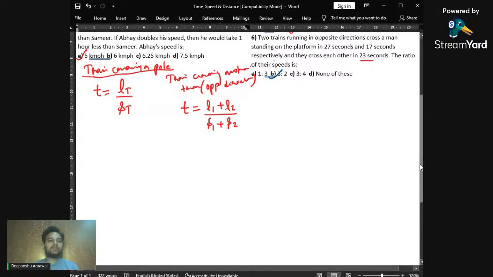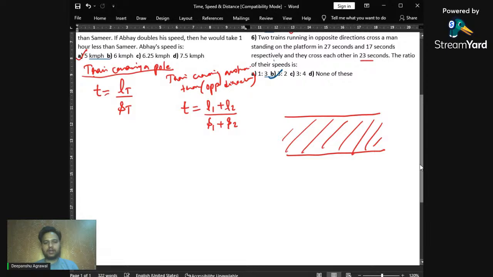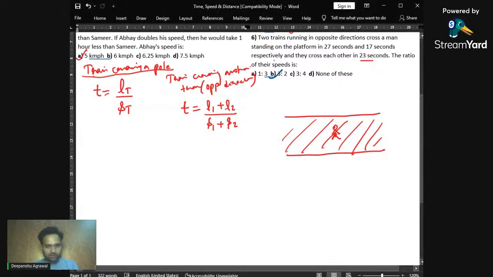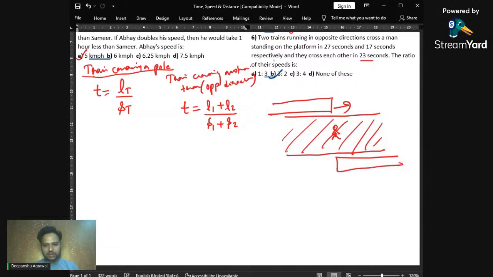Okay, now it's all easy. This is an important question, students. Suppose this is a platform. On this platform, a person is standing right here. That can be considered as a pole because he is standing, obviously. One train is crossing this platform in this direction, and another train is crossing the platform in the opposite direction.